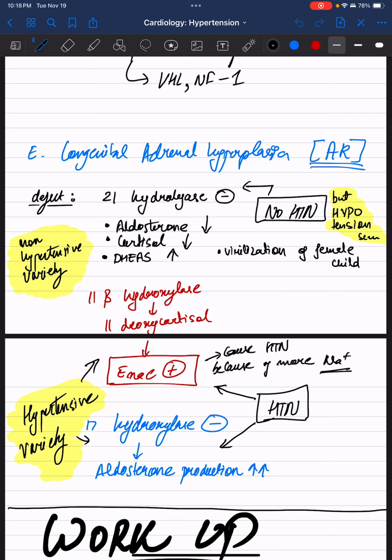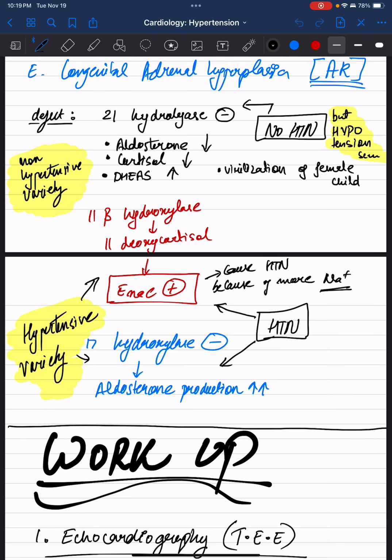So the defect is in 21 hydroxylase inhibition. If there is 21 hydroxylase inhibition, there will be no development of hypertension, but there will be hypotension seen. So there is a decrease of aldosterone, decrease of cortisol, and increase in DHEAS, dehydroepiandrosterone, which will cause the virilization of the female child.